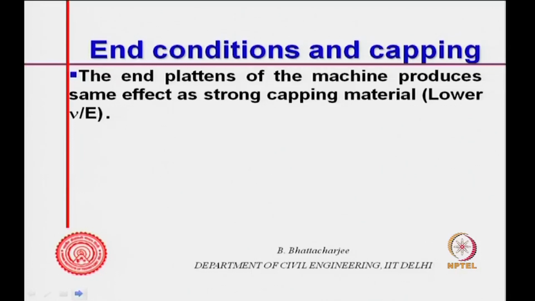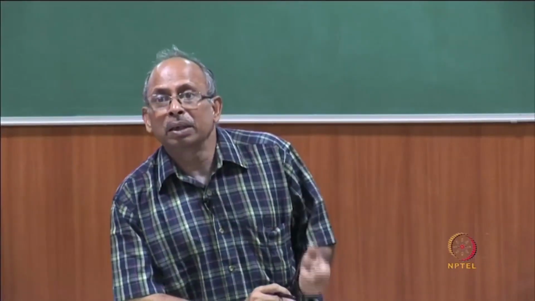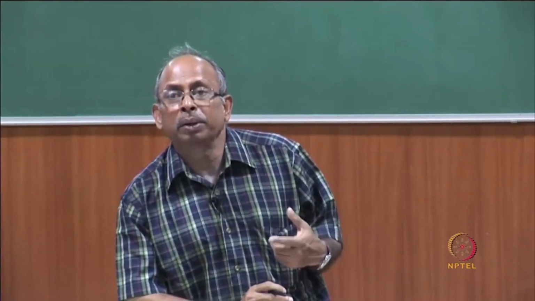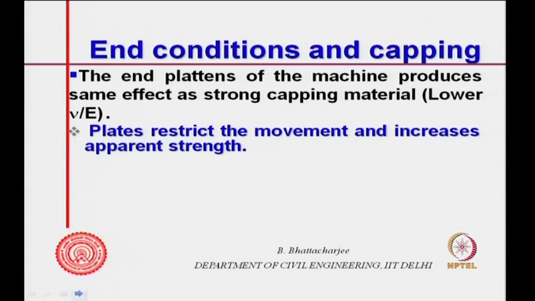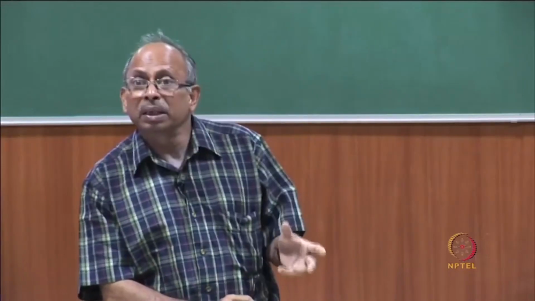So, the capping, the end platens, the machine platens: because steel is a strong material, its Poisson's ratio divided by modulus of elasticity is relatively low if there is no capping material. Therefore, the plate restricts the movement and increases apparent strength, and the degree of restraint depends on friction between the plates and the concrete surface. So, that is why everything has to be standardized.